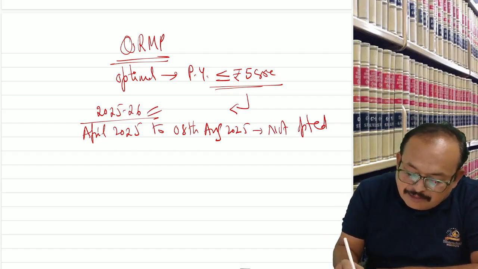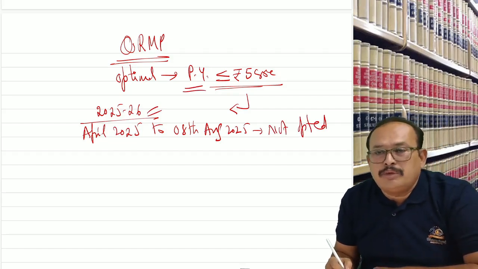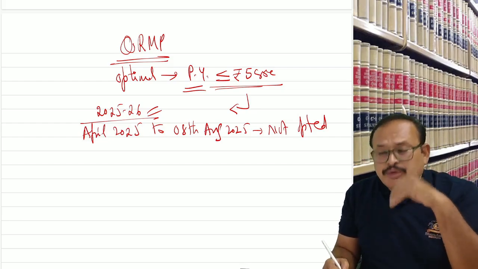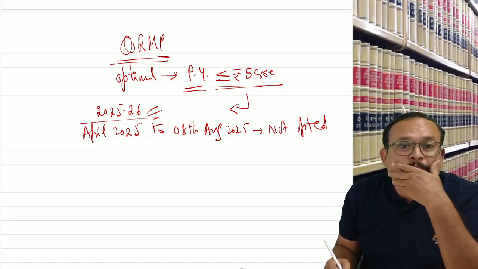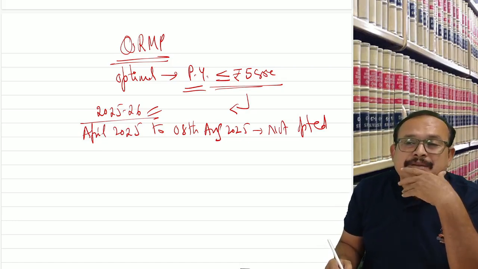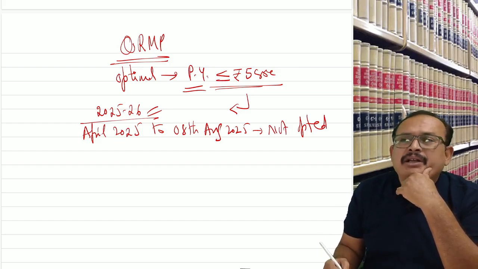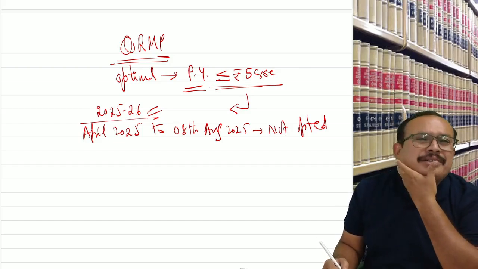But my previous year turnover, how much? Less than 5 crores. Now, today evening when we were discussing, my auditor guided me: why don't you go for QRMP? It is a benefit for me. It means filing the return quarterly once.